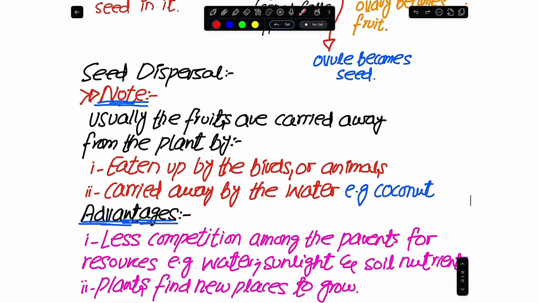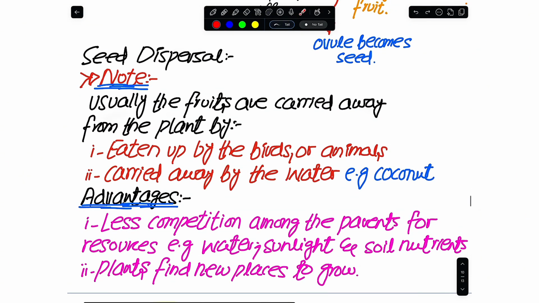Moving onward, at the end, what we have to understand is that the dispersal of the seed within the fruit is very important. The usual situation is that since the fruits have the seeds in them, and in the seeds we have the young plant, which is the embryo, they have to be carried away from the parent plant. And this can be done when the birds or the animals eat up the fruits, and the seeds are not digested within their digestive tract. So they would move to some distant place, and over there, when they pass the feces, the seeds would pass along with it.